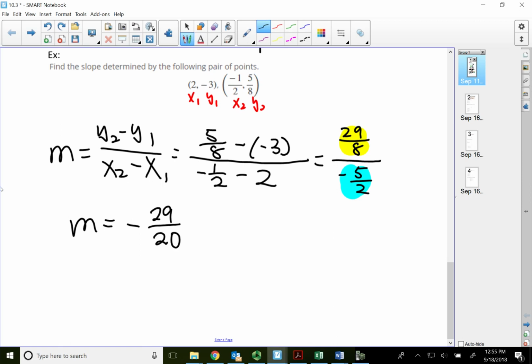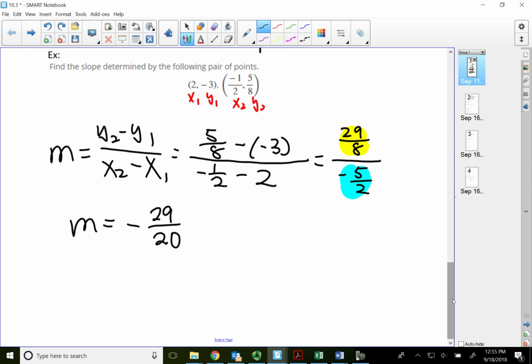So that means this line, when I plot these 2 points, this line is going down the hill. So we're supposed to go down 29, then go to the right 20 to go from this point, or excuse me, go from this point to this point. Okay, because -0.5 is more to the left than +2. That's how I know which point is on the left, which point is on the right.